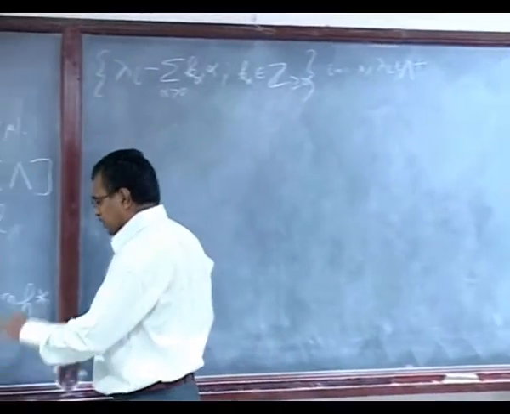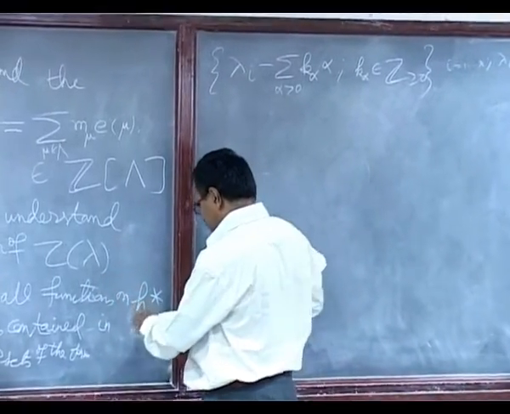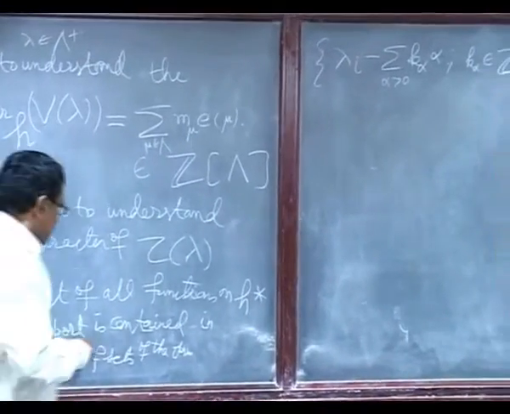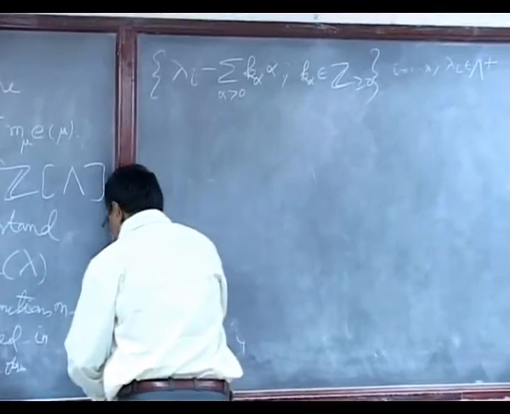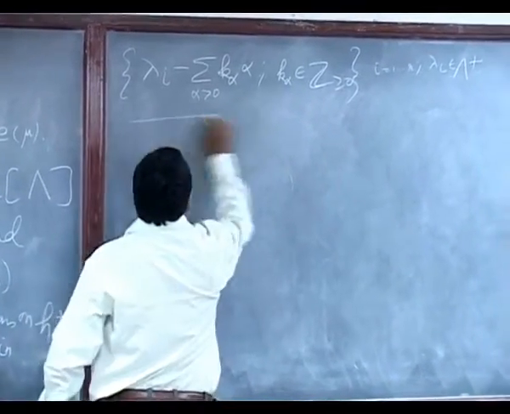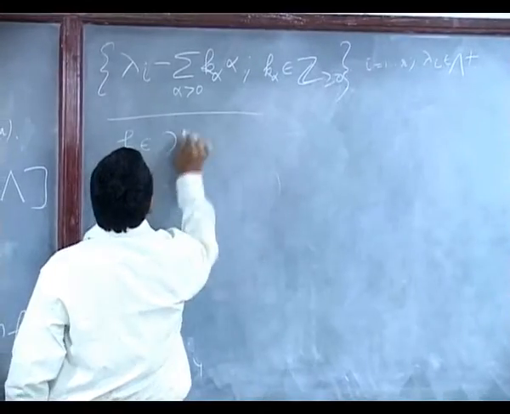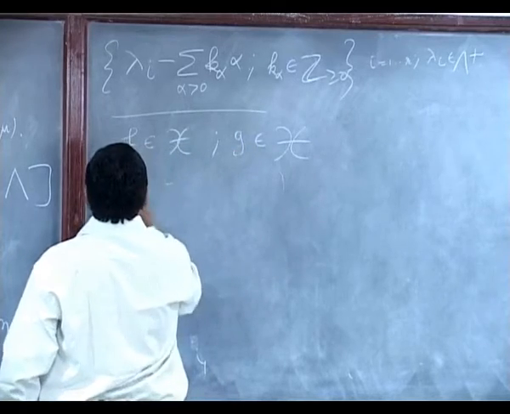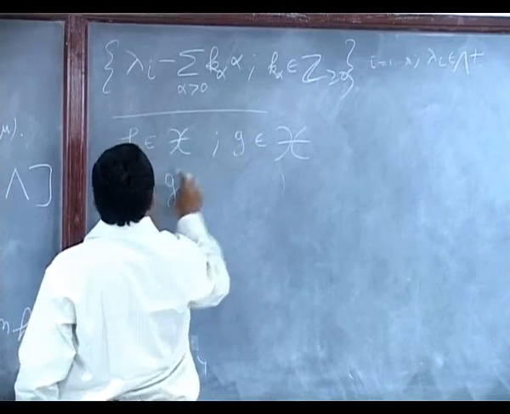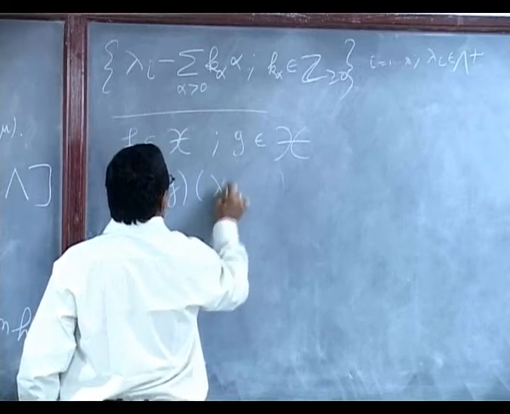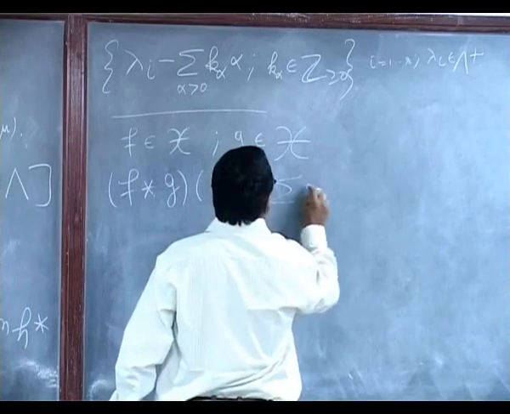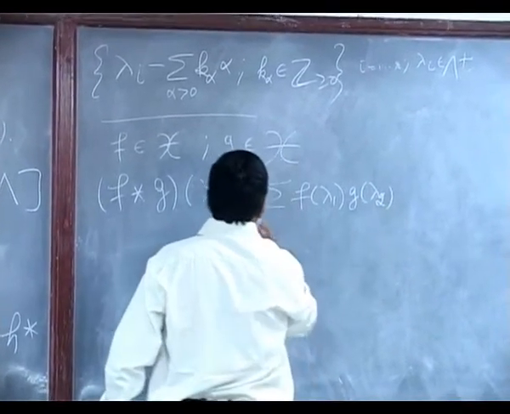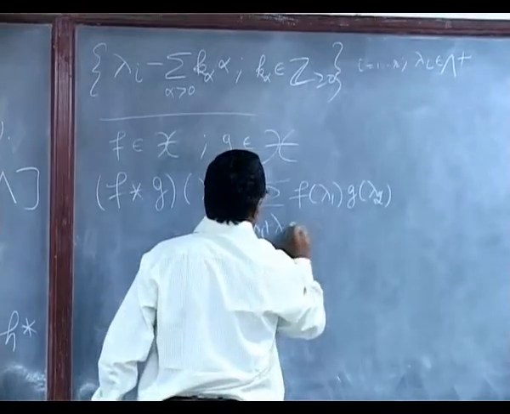So it is a map from that. The multiplication on Z lambda, I can extend that to such functions, this way. Let f and g be in this set. Then f star g of lambda is equal to the sum of f of lambda 1 times g of lambda 2, where lambda 1 plus lambda 2 equals lambda.